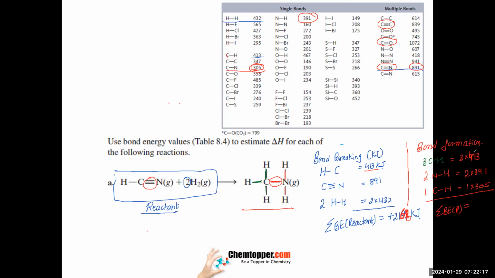Okay, can you add these bond enthalpies? People are giving me answers. What was the answer? 2326.